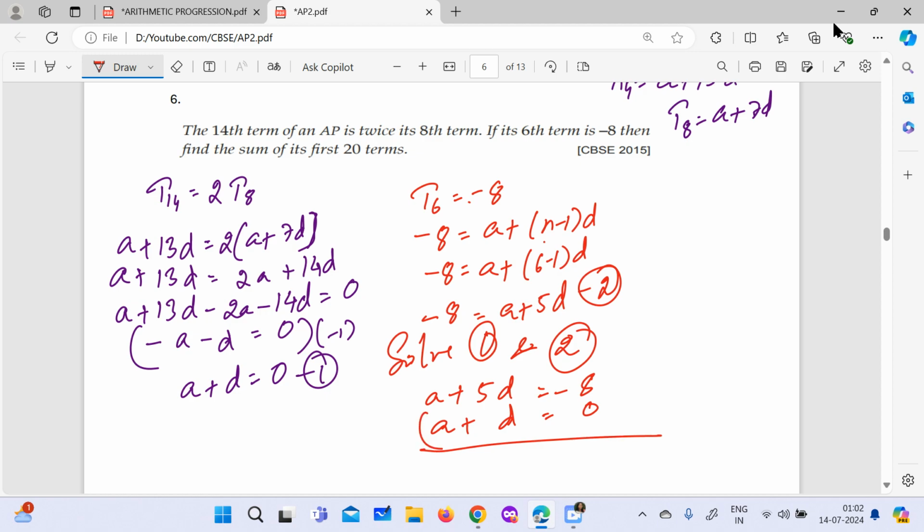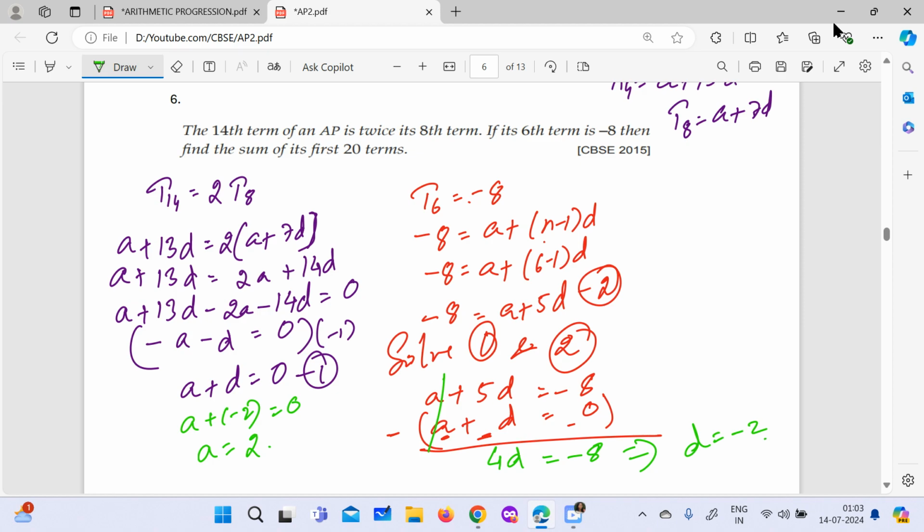So subtract this. So you get minus, minus and minus. So this gets cancelled and you get 4D is equal to minus 8. So from here we get D equals minus 2. Since D equals minus 2, A plus minus 2 is equal to 0. So A is equal to 2. So we have the value of A and we have the value of D also.